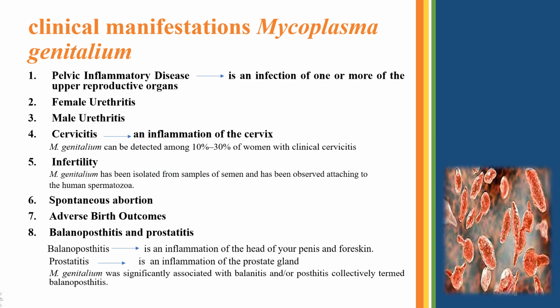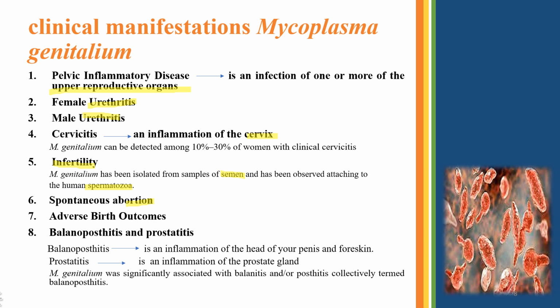In this slide, we talk about clinical manifestations of Mycoplasma genitalium. Number one is pelvic inflammatory disease or PID. Female urethritis, male urethritis, cervicitis, infertility. M. genitalium has been isolated from samples of semen and has been observed attaching to the human spermatozoa.